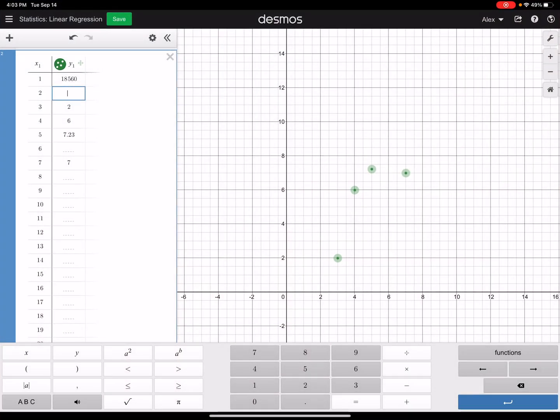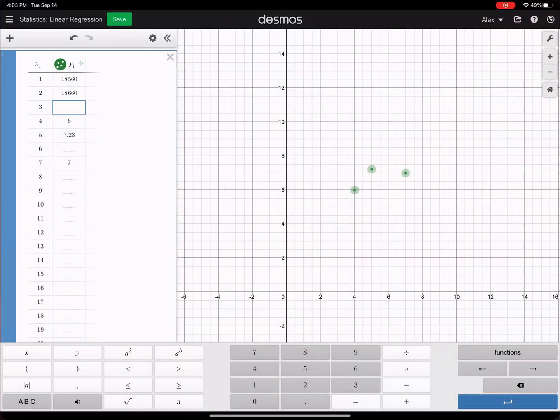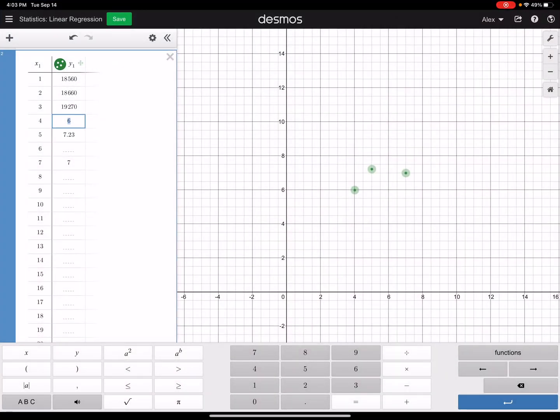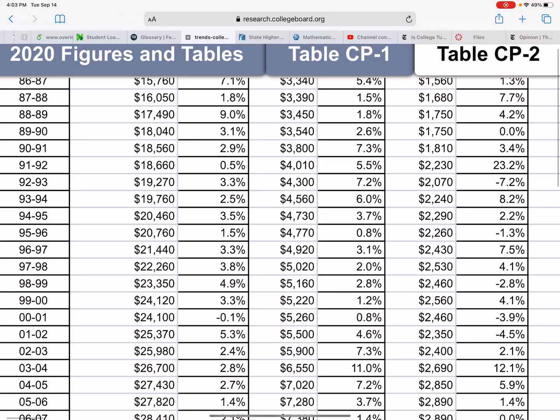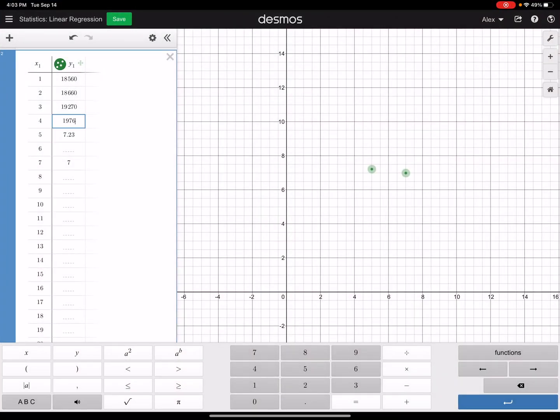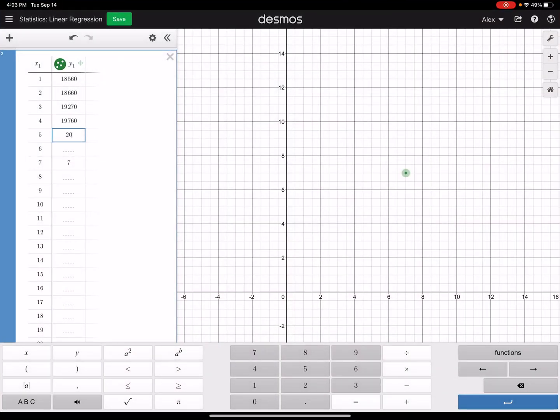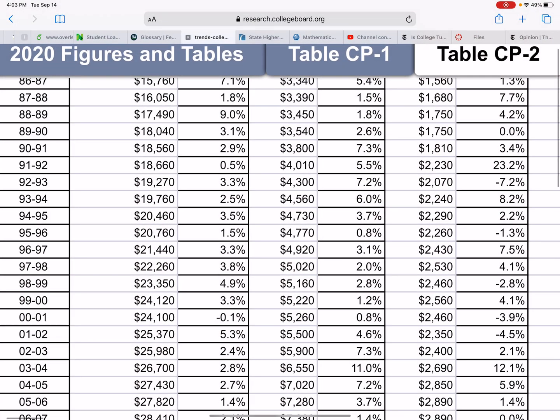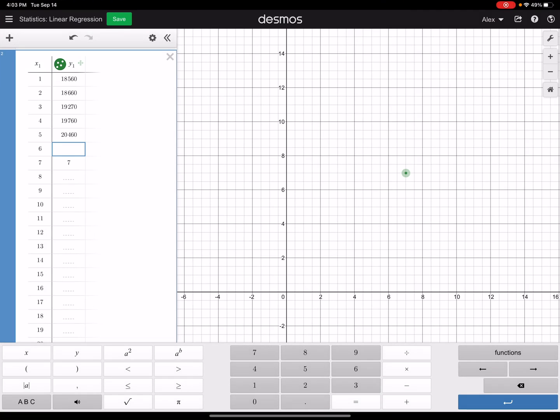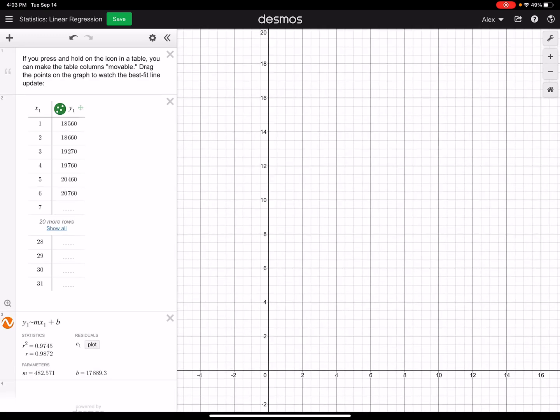18,660, 19,270, etc. You just keep doing this. 19,760, 20,460, so this might take a few minutes to do. 20,760, etc. You keep doing this, and what you wind up getting is a set of points.